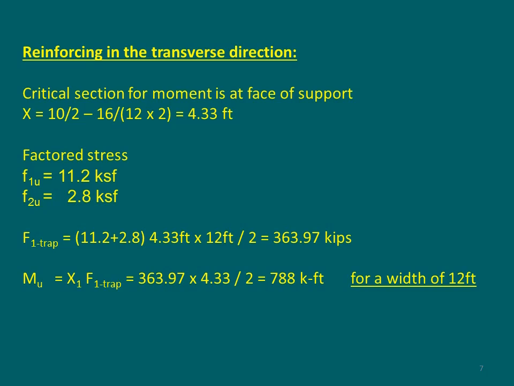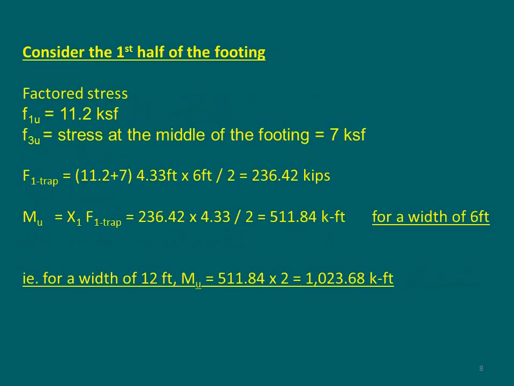With that, I should be able to figure out the total force. Now the force is going to be located at one half of the cantilever length, which is 4.33. The stress there is going to be a trapezoidal stress distribution, and with that I should be able to figure out the total force. In the previous slide, I considered the entire width of the footing when I calculated the moment at the face of the column for the transverse direction. Now in this example, I'm going to take only the side of the footing that has bigger stresses. That means I'm going to take the stress from the very high stress, the 11.2, all the way to the center of the footing, which is 7 ksf.